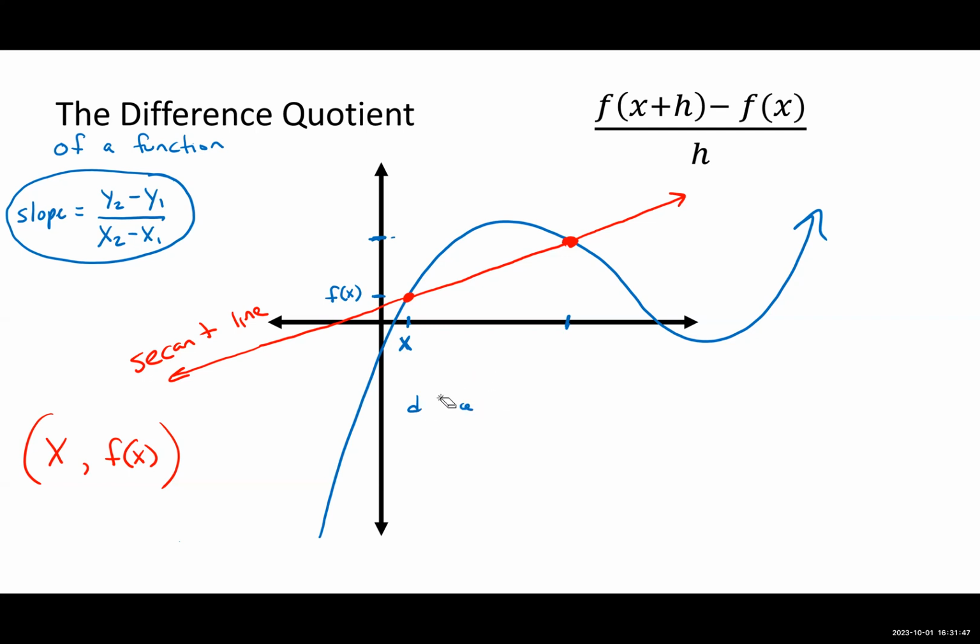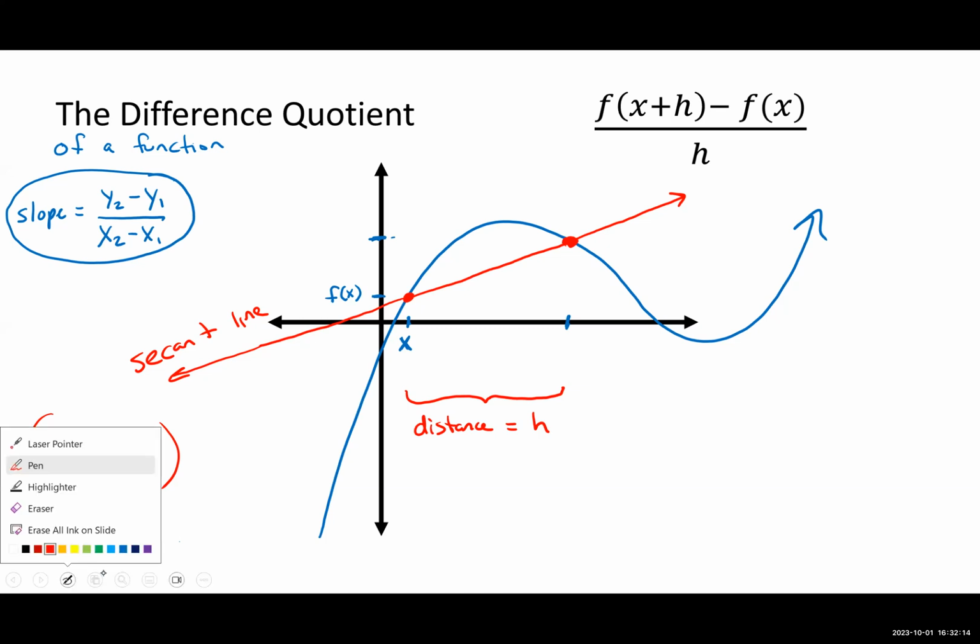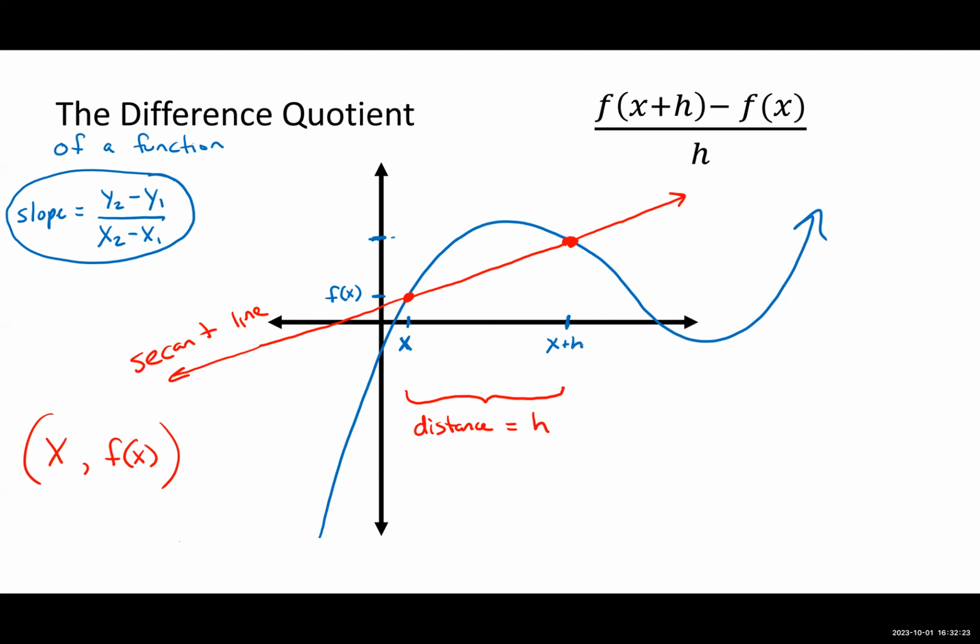Let me use a different color because this is where the formula comes from. Right here is where the difference quotient is coming from. So let's say from this x value to this x value, the distance equals, let's say h. H is some number, some positive number. So that means you're taking the first x value and you're adding h to it. So this will be x plus h. So that second point, the x value is x plus h.